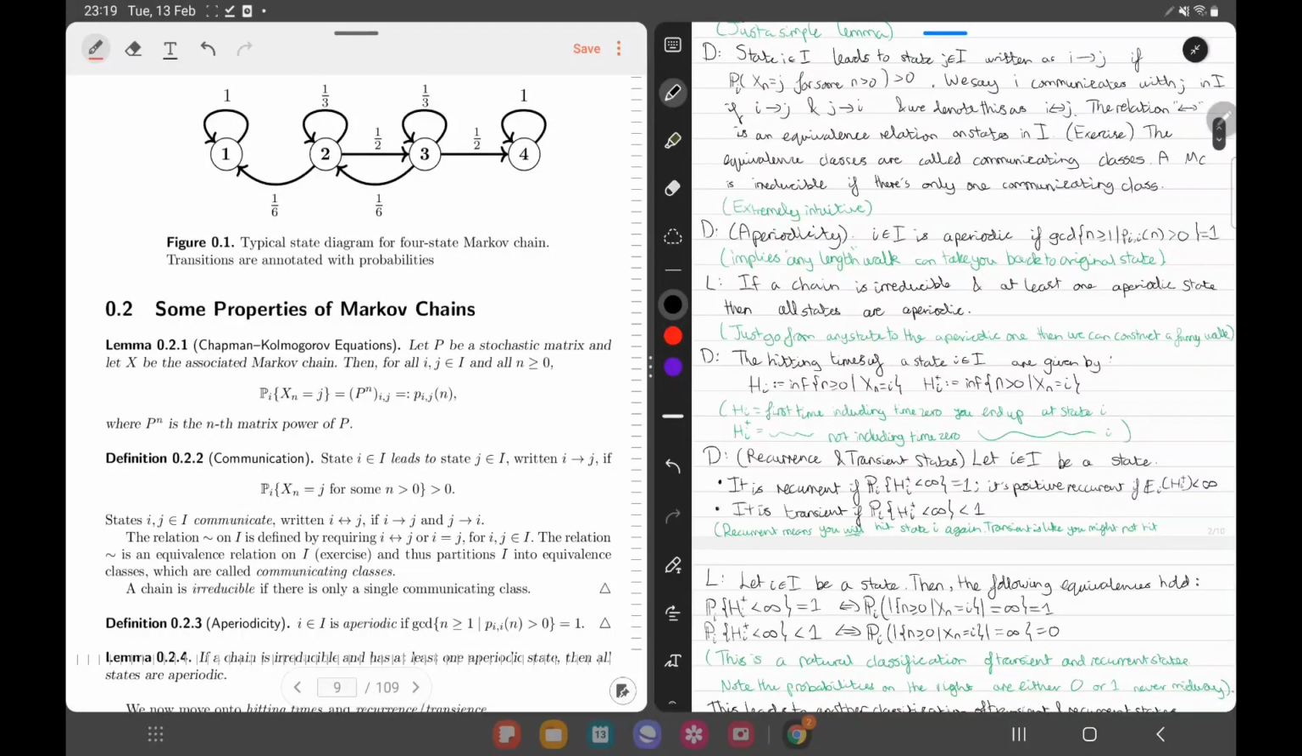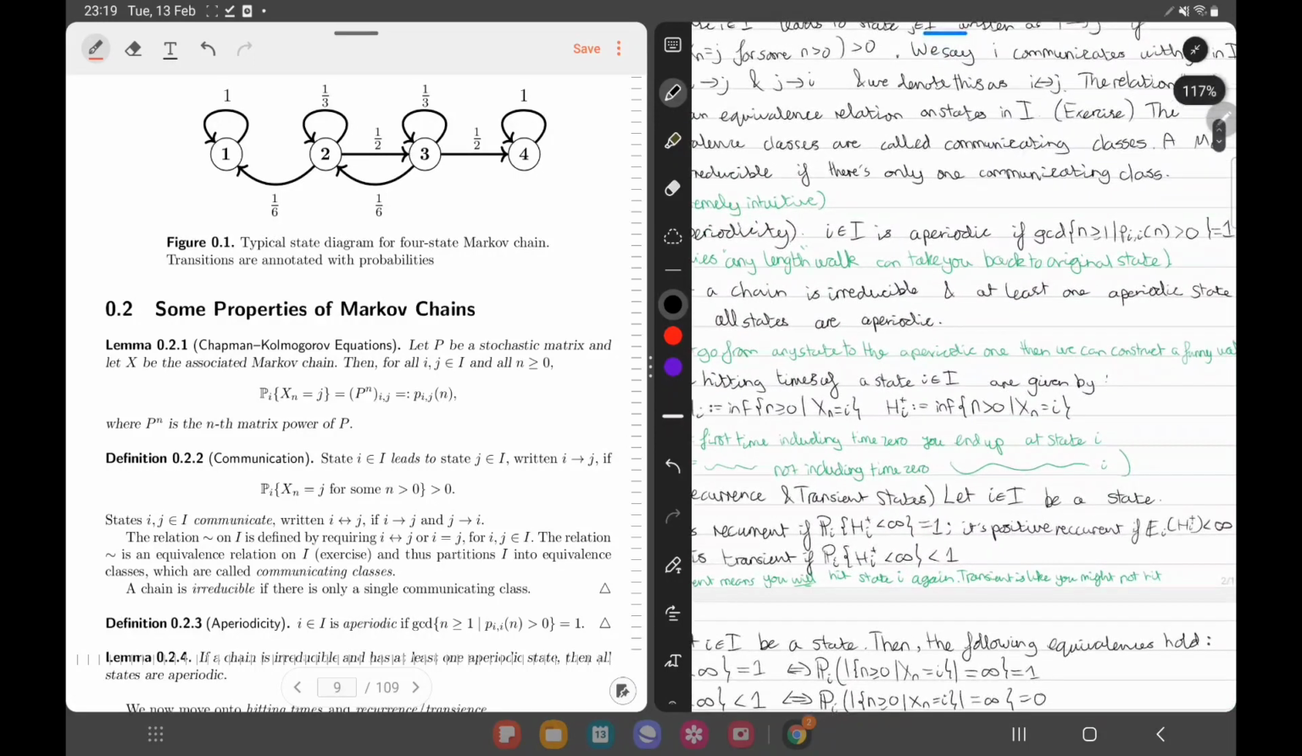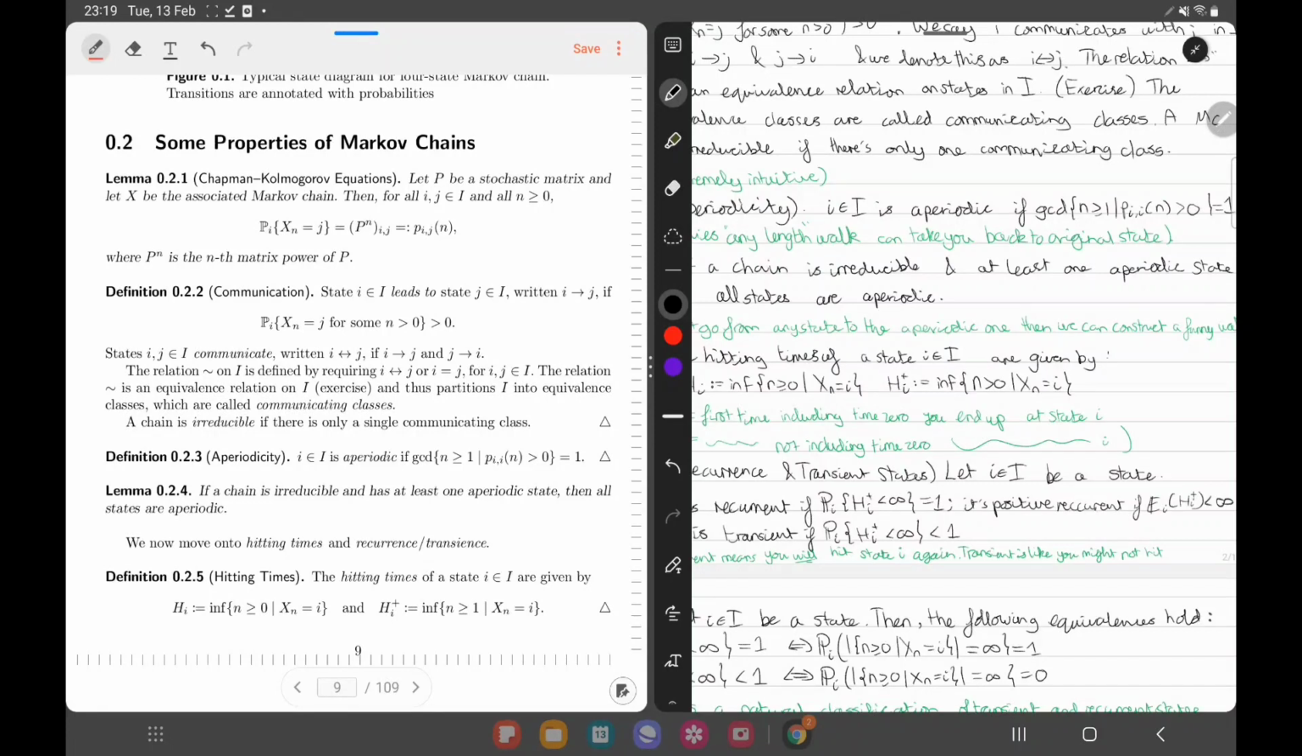Okay, aperiodicity. Oh yeah, by the way, I stated this extremely intuitively, which is true. Aperiodicity: a state is periodic if the greatest common divisor is blah blah blah. Okay, basically what this means is there's no weird way of being able to just jump back to yourself in only a fixed number of ways of moving.